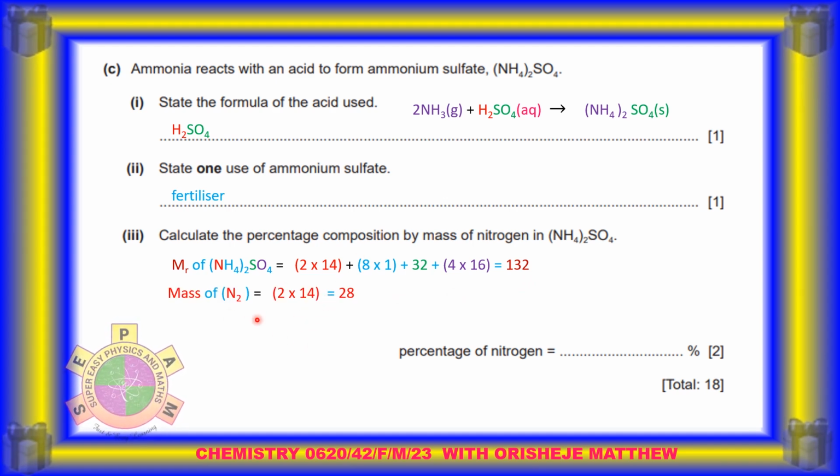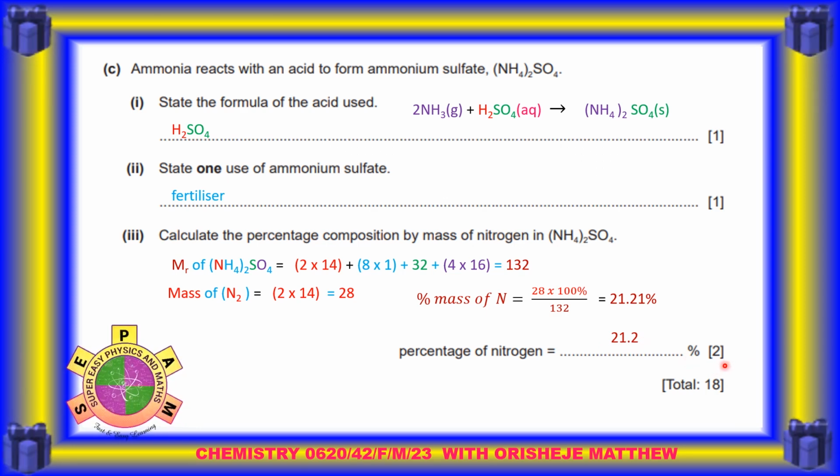To calculate the mass of nitrogen, 2 atoms of nitrogen, that is 28 grams. So what is the percentage composition? That will be the mass of nitrogen over the total mass of the compound, expressed as a percentage. So that will give you 21.21. So to one decimal place, that is 21.2%. So with this, we have come to the end of this question.